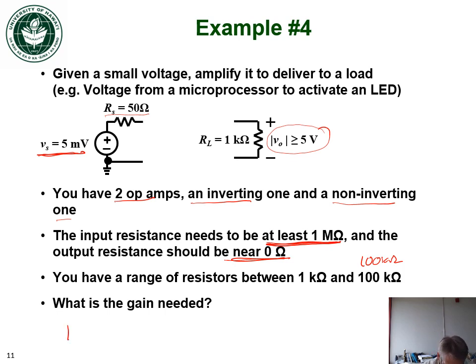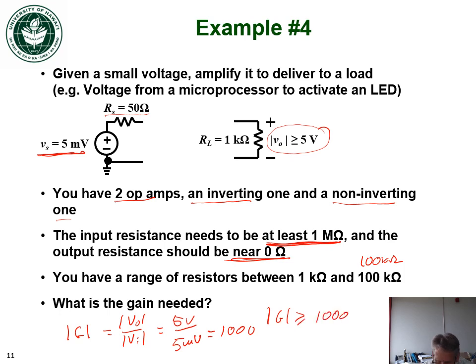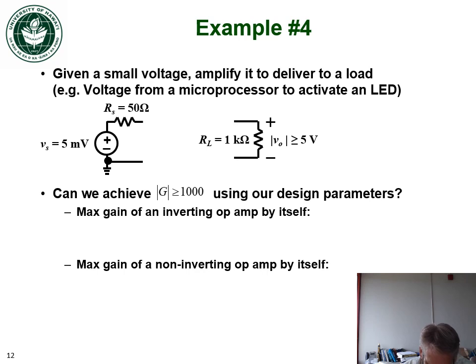So we can write that the magnitude of the gain is equal to the magnitude of the output voltage divided by the magnitude of the input voltage, which would be 5 volts over 5 millivolts. So we need a gain of 1,000, right? So the magnitude of our gain must be greater than or equal to 1,000. That's the first question we can answer here. Now, we need to figure out which amplifier we're going to use in this case.